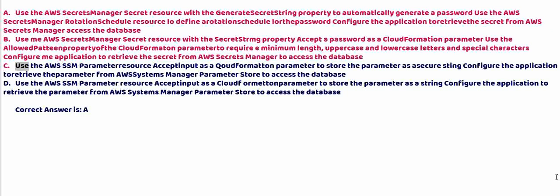C. Use the AWS SSM parameter resource. Accept input as a CloudFormation parameter to store the parameter as a secure string. Configure the application to retrieve the parameter from AWS Systems Manager Parameter Store to access the database. D. Use the AWS SSM parameter resource. Accept input as a CloudFormation parameter to store the parameter as a string. Configure the application to retrieve the parameter from AWS Systems Manager Parameter Store to access the database.